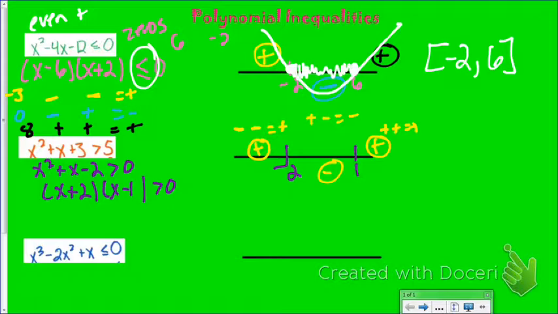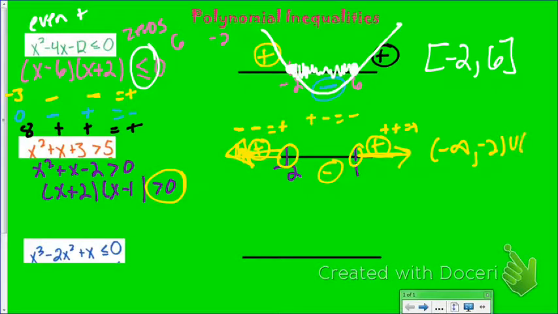So what that means is I go back to my original question. I'm looking for where this graph is greater than 0. So that means I'm looking for positive values, not including them. So I'm not going to include negative 2, but it's going to be everywhere to that side of it. And I'm not going to include 1, but it's going to be everything from that side over. So writing this in interval notation, this graph would be from negative infinity to negative 2, and also from 1 to infinity.